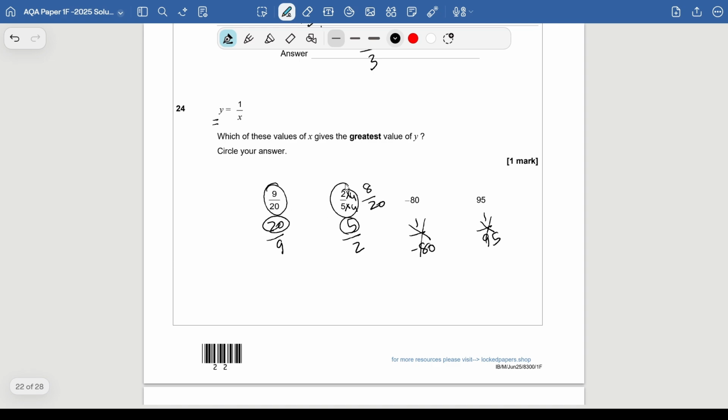Why? Because I have to take its reciprocal, right? So the smaller of these two is actually the larger number in terms of its reciprocal. The smaller of 9 over 20 and 8 over 20 is 8 over 20. This is a smaller number, so the smaller number is 2/5. That will give me a larger number when it's made as its reciprocal. So the answer is 2/5.